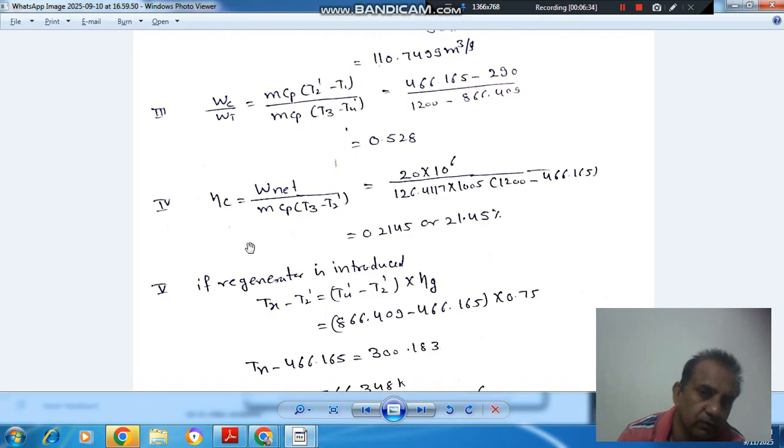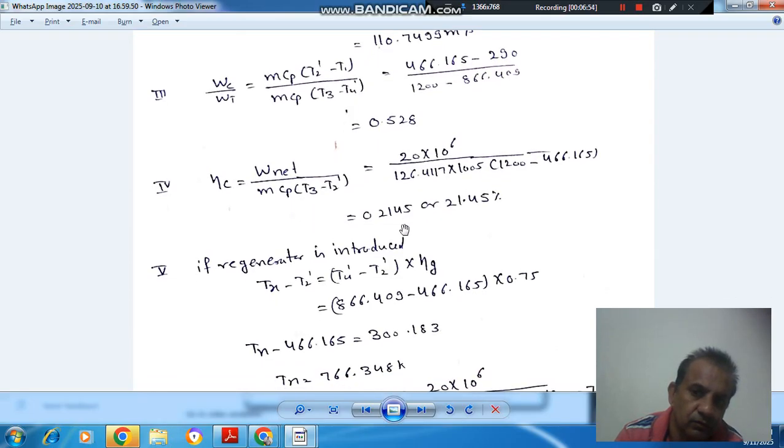Next is to find the cycle efficiency, that is W net by heat supplied. Heat is supplied from 2 dash to 3. Net power is given, that is 20 into 10 power 6, and we take Cp as 1.005. So efficiency comes out as 21.45%.